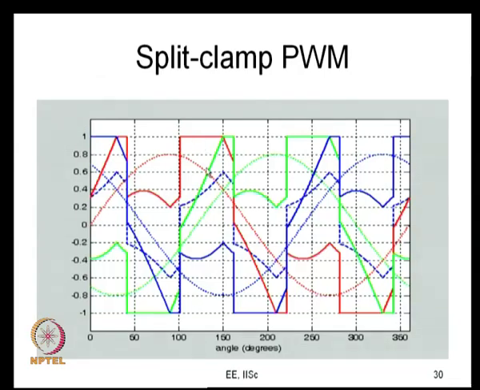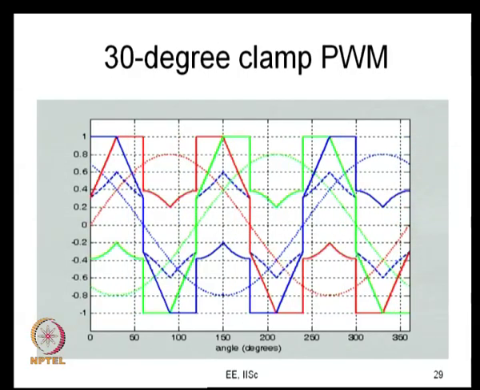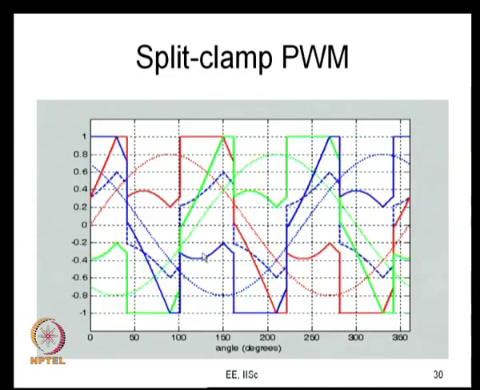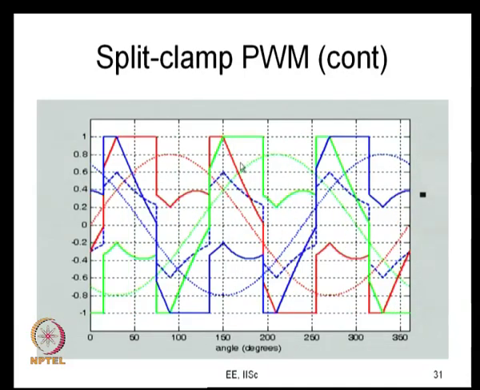This is a particular case and it has not been very well studied till now. I mean, there are very limited studies on this. 30 degree clamp is widely known, but the generalization of 30 degree clamp, called split clamp, is not so well studied. I will come back to this when I deal with bus clamping PWM from the space vector perspective also. Split clamp PWM is not very easy to be seen from the 3 phase modulating signals, but it is much easier to be seen from the space vector point of view. So I will just touch upon that when I deal with the space vector based PWM lectures. Now, these are all different examples of split clamping PWM.